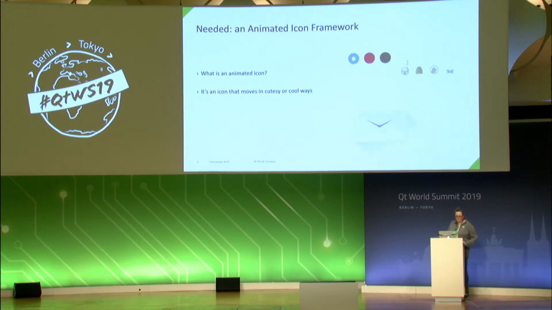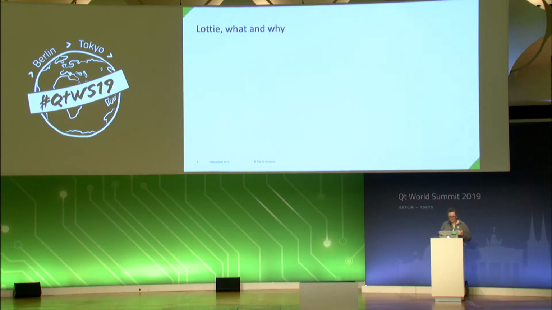What was needed was an animated icon framework. An animated icon, as the name suggests, is basically a little icon, and when you click on it, it does something. In this case, we've got Gmail and various other ones. We're clicking on them, and they're reacting in a way which is captivating and interesting.